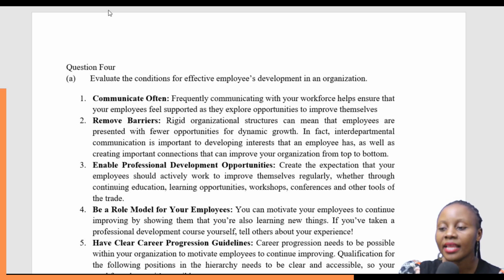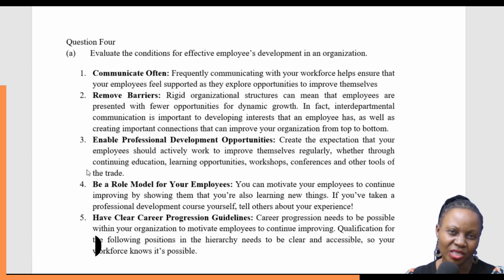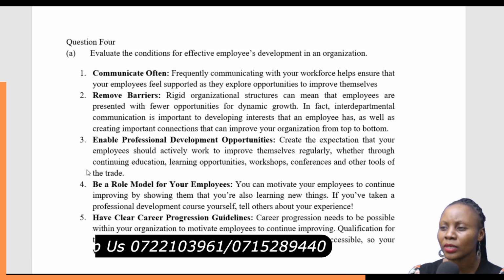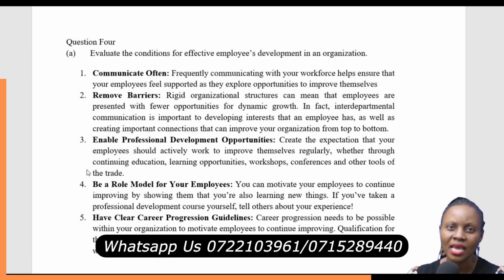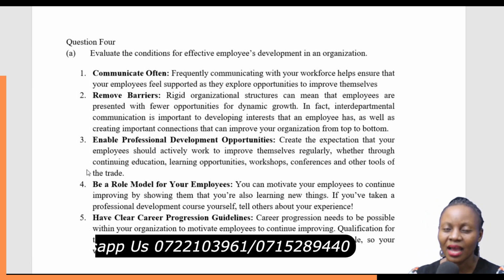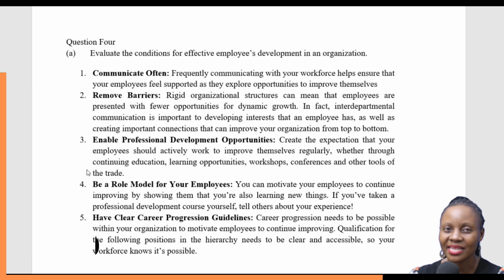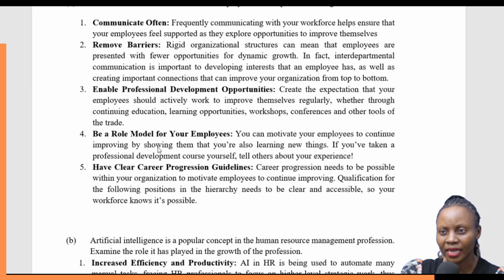And then also have clear career progression guidelines within the organization. Have goals. Why do people need to go for development? At least let people understand development programs as far as the organization is concerned. Ensure that everything is put in place. Every employee is fully aware of what kind of development programs there are, what time they are taking place, and so on and so forth, so that they can have full information and make decisions where necessary. So those are some of the conditions that can make employee development effective within an organization.